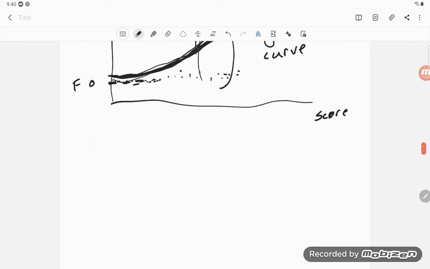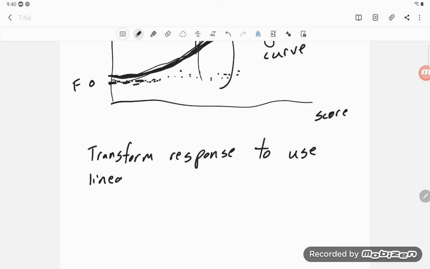So that's going to be the idea: we transform the response to use linear regression. And if we can do it with one explanatory variable, now what we know is we can do it with many explanatory variables. And so we can use linear regression, multiple regression.